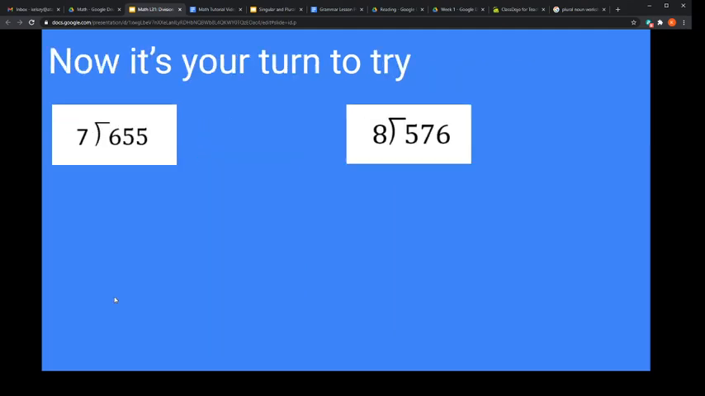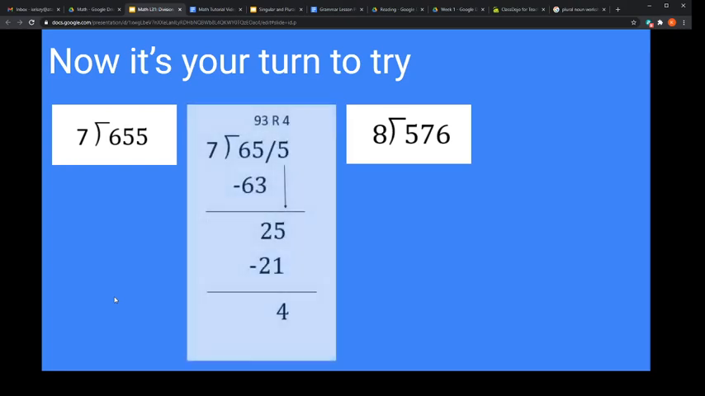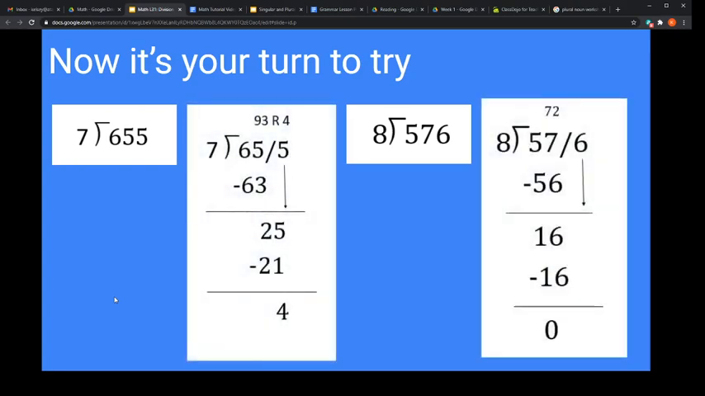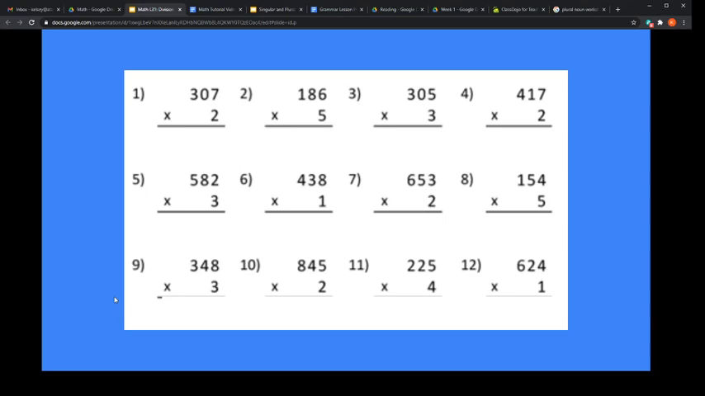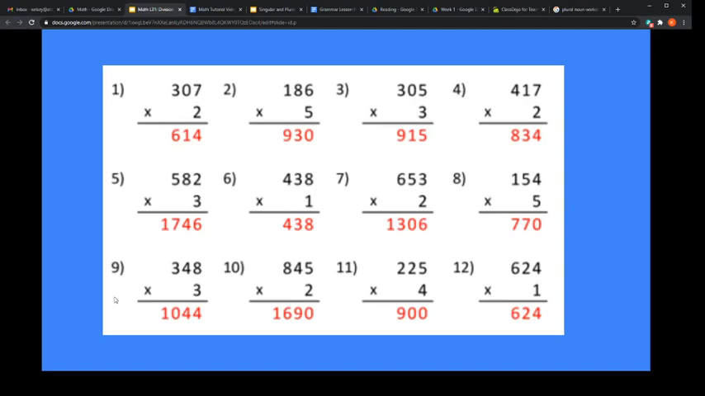Then we have the students complete these in their notebooks on their own, and here are the answers. We also had them do some multiplication problems at the end of the class, and here are those answers.